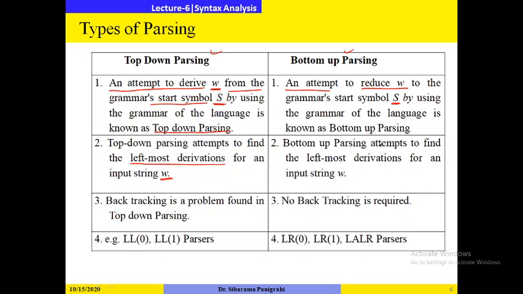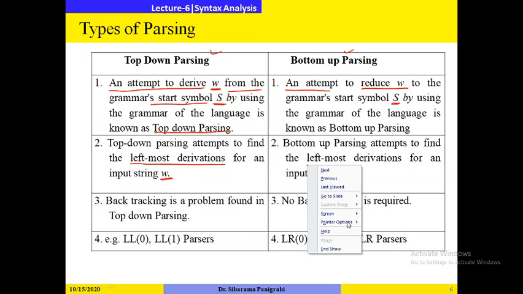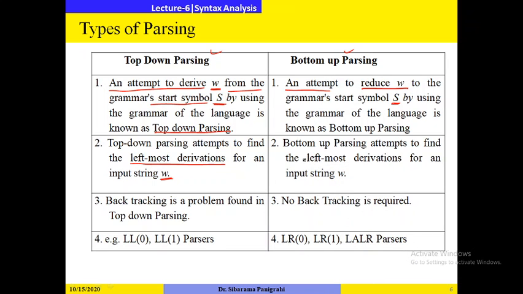In bottom up parsing, attempts are made to derive the leftmost, sorry, here it should not be leftmost, so there is an error. Okay, so here it should be, let me go to the pointer option. Okay, so here it should be, instead of leftmost, it should be rightmost. Okay, so bottom up parsing attempts to find the rightmost derivation for an input string W.